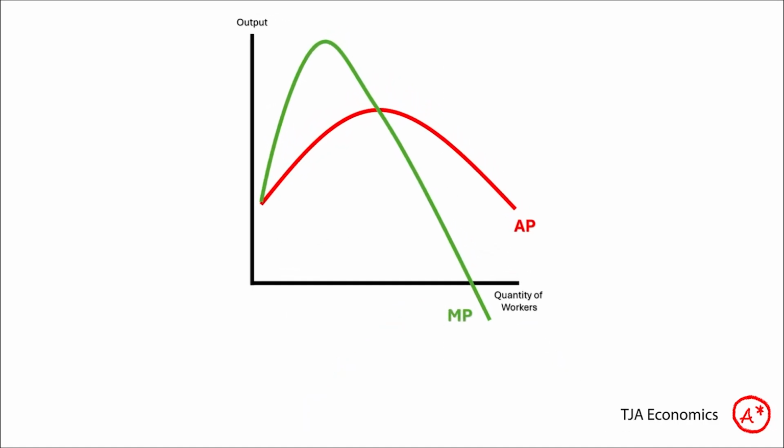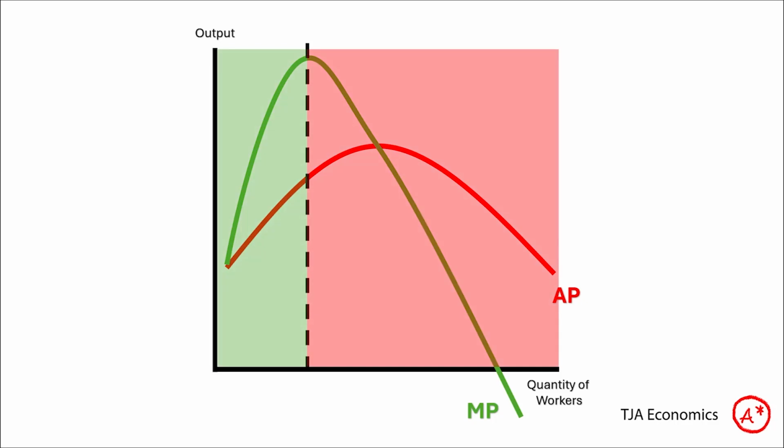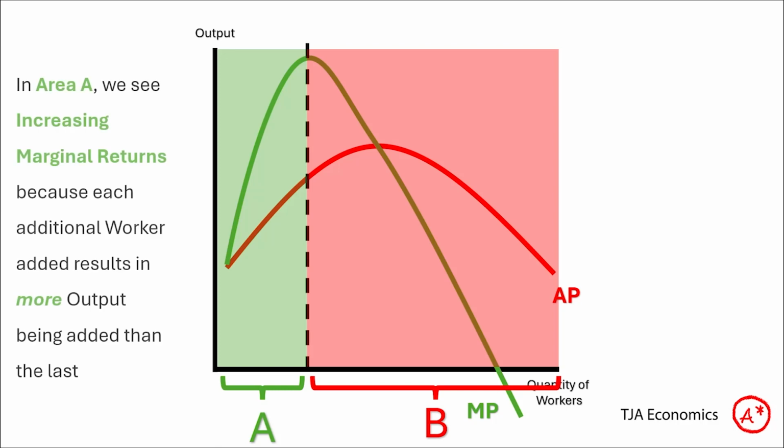But we can do something even more interesting. If we take this diagram, we can split the marginal product curve into 2 sections. This green section and that red section. Sections A and B, let's call it. So, in section A, we actually see increasing marginal returns because each additional worker results in more and more output being added than the last.